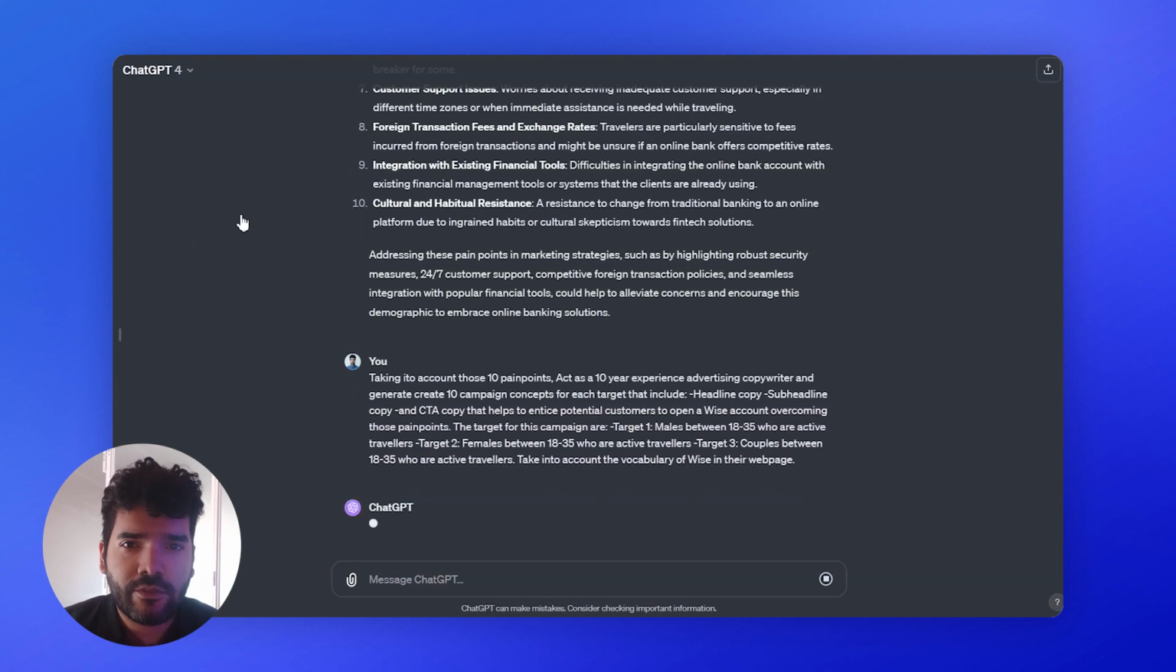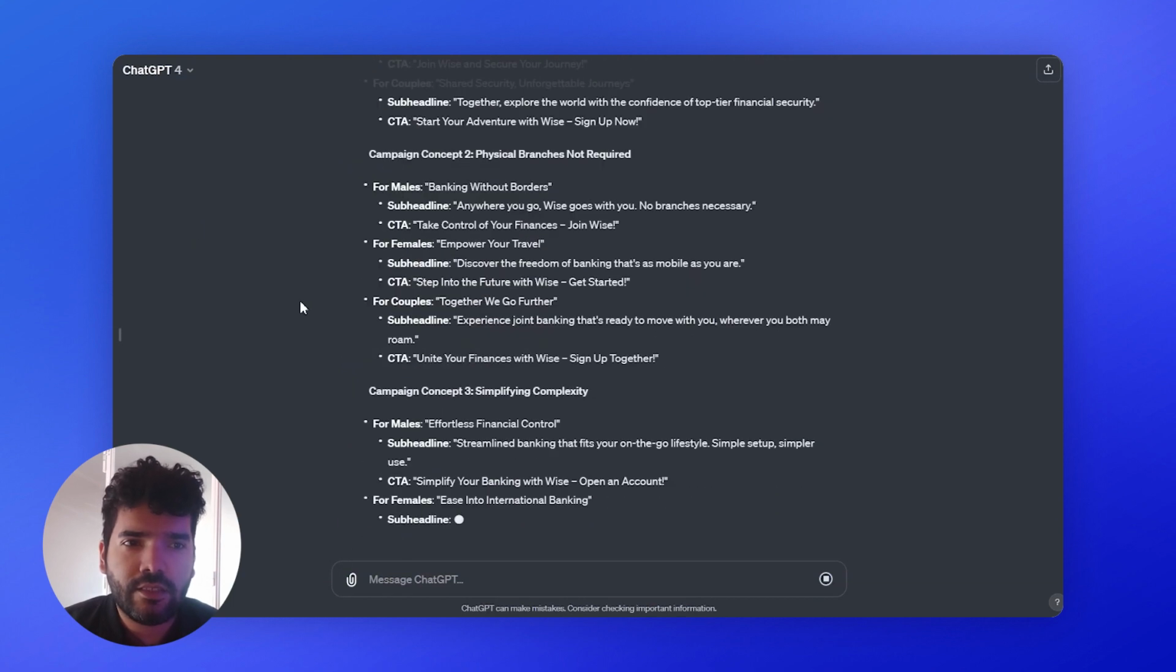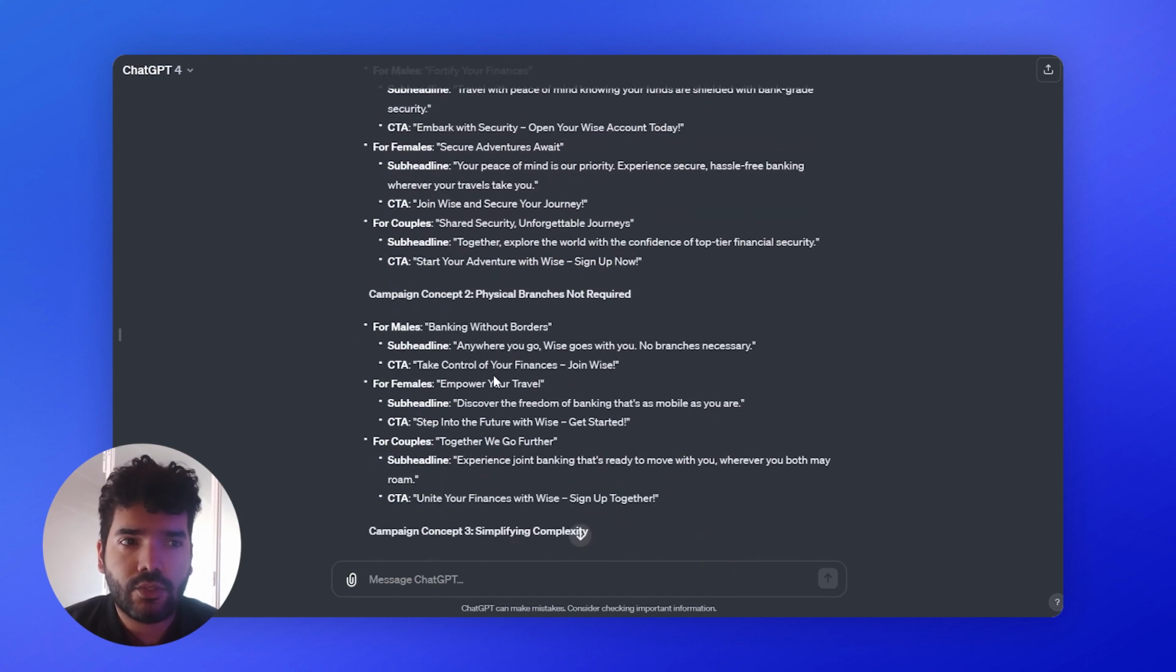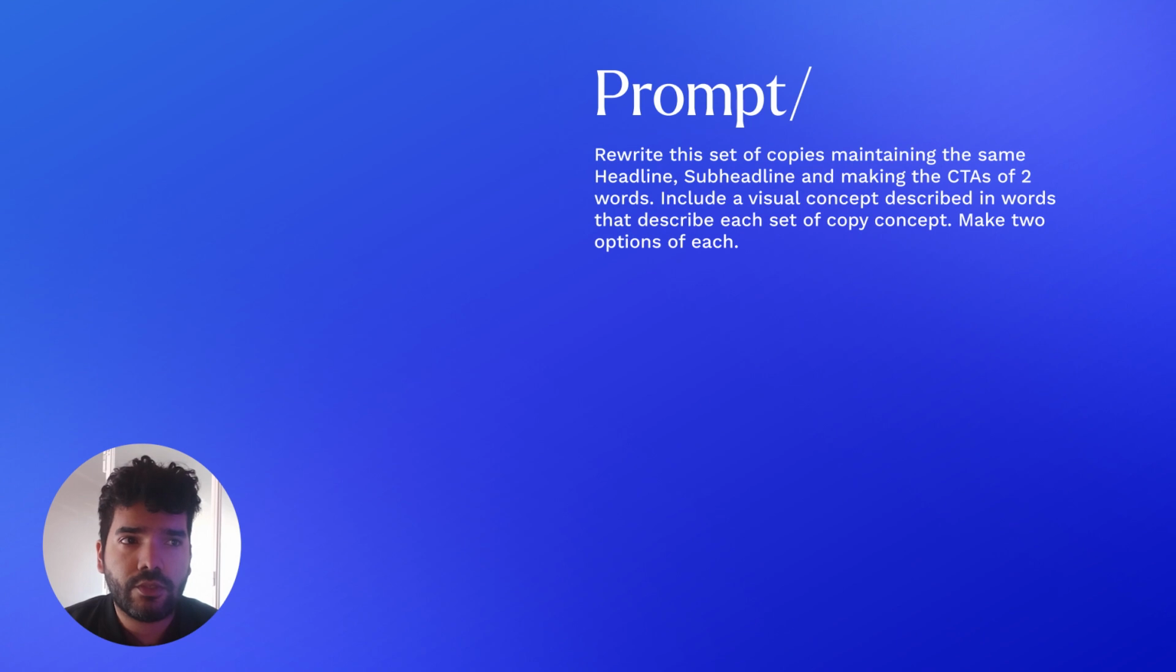Now we have our first results, and even though this is not a bad one, we can improve some things. For example, the CTA is really long and we would like it to be short, like 2 words, because it can look weird on an ad to have a really long CTA. So we're going to ask ChatGPT to make it 2 words.